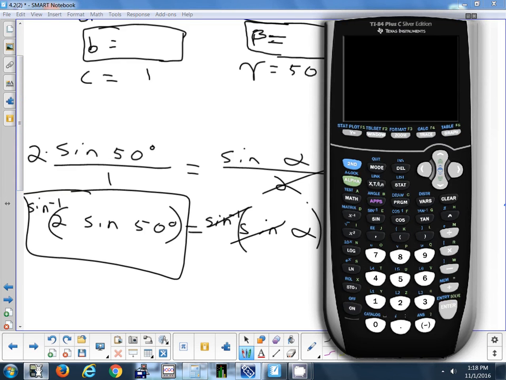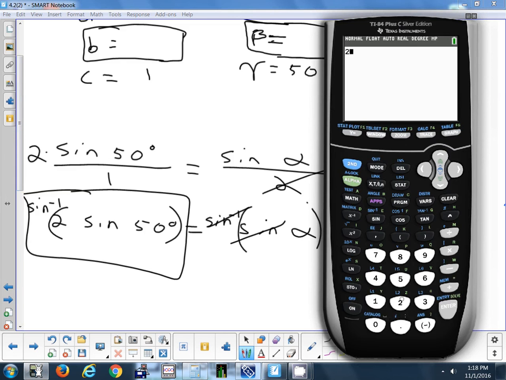Let's start just by, for a second, I just want to show you what 2 sine 50 is. I got 1.53. Now, if you were to graph sine, like we did last week, what's the highest that sine normally goes? 1. It only goes to 1. It doesn't go to 1.53. So if you try to type in the whole thing, inverse sine of 2 sine 50, it gives you an error.